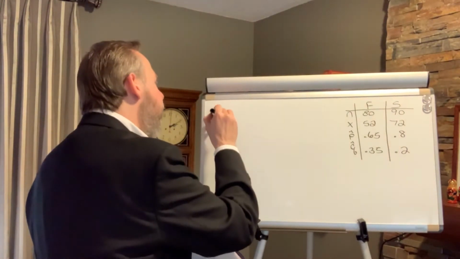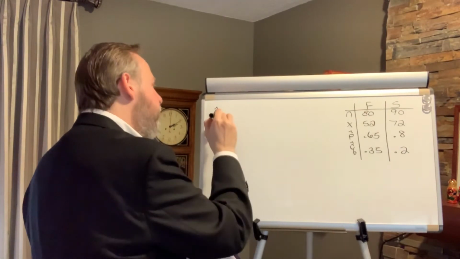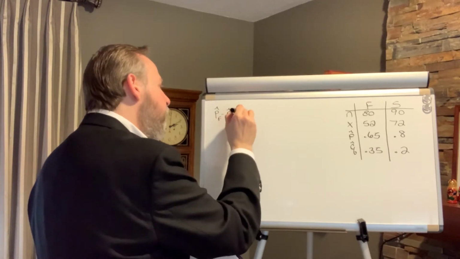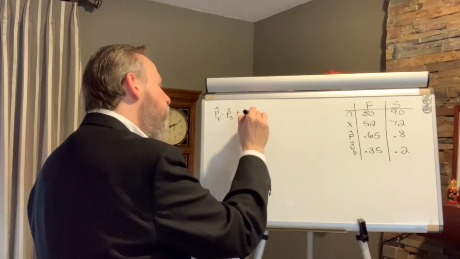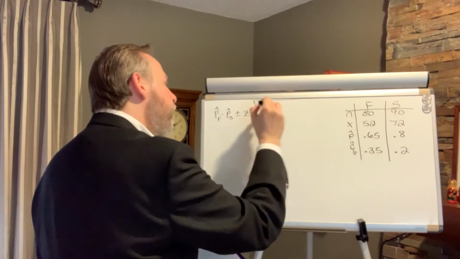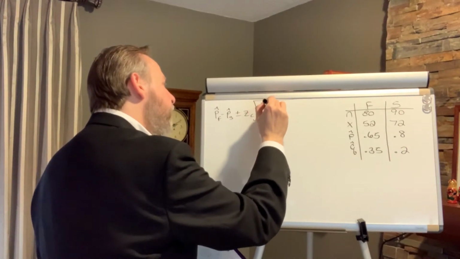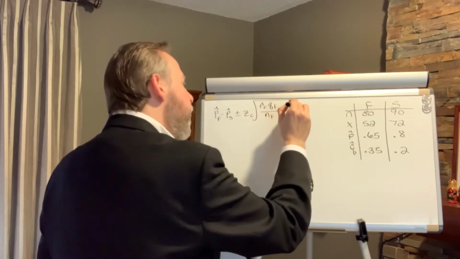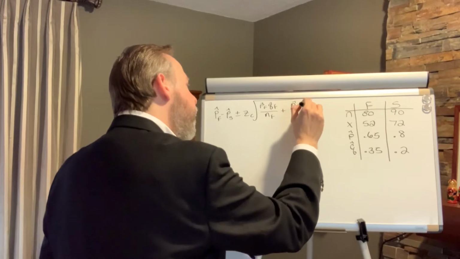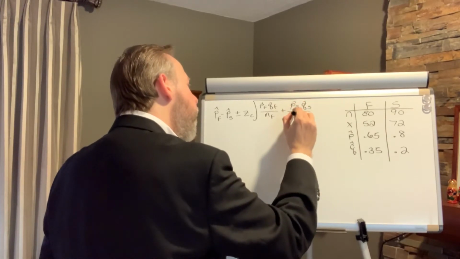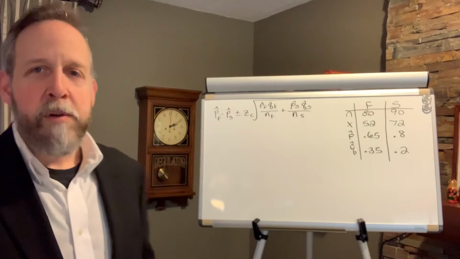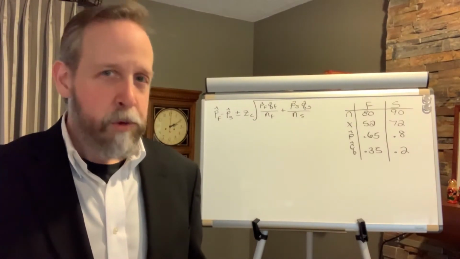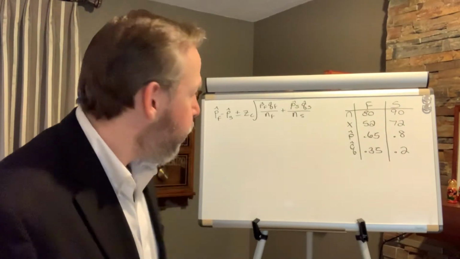Here's the equation again. P hat of the first, this time it's freshman, minus p hat of the second, seniors, plus or minus critical z times the square root of p hat of freshmen, q hat of freshmen over n of freshmen, plus p hat of seniors times q hat of seniors over n of seniors. You don't have to write that every time, obviously. I'm doing this because it helps to illustrate what we're doing. You could just jump into the substitutions.